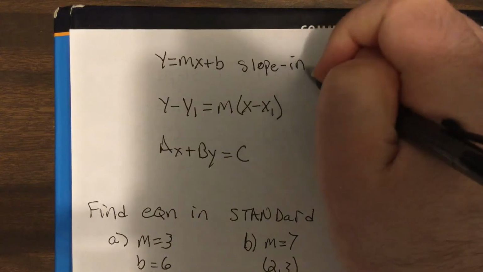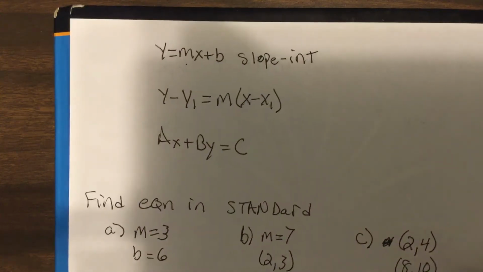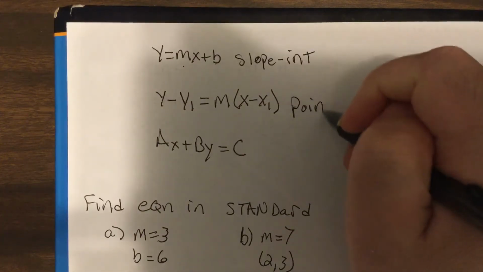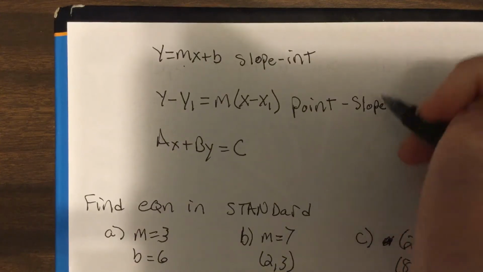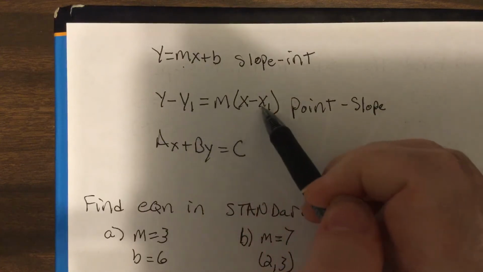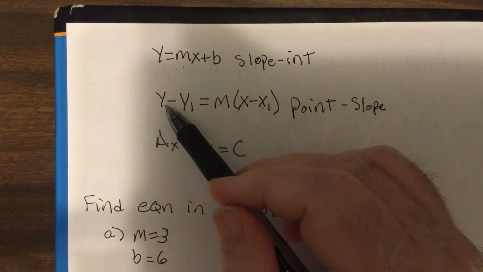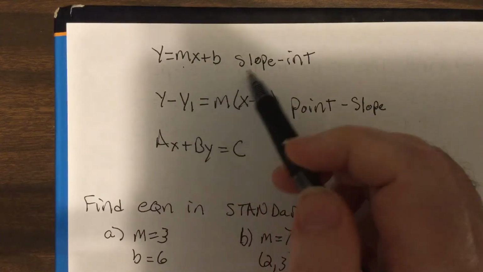And just by looking at it, I can see the slope and I can see the y-intercept. This is called point slope. X1 and Y1 are points of a line. M is your slope, and X and Y are variables. So that's just a formula you can use to find the equation of a line.